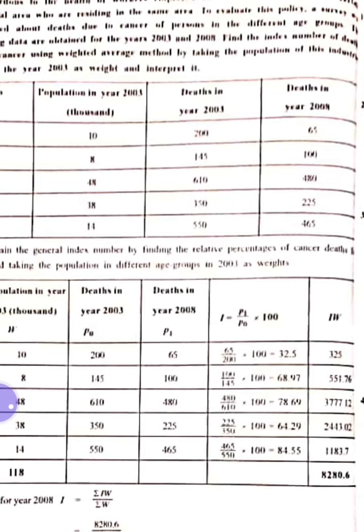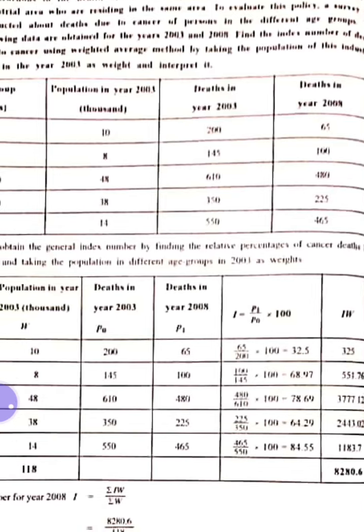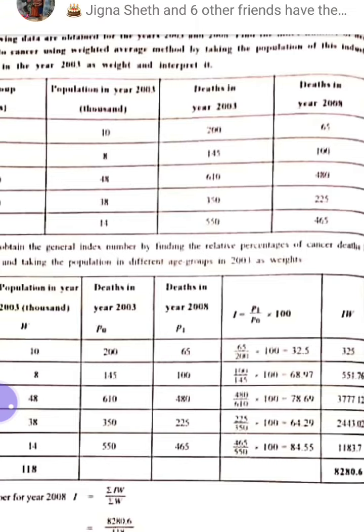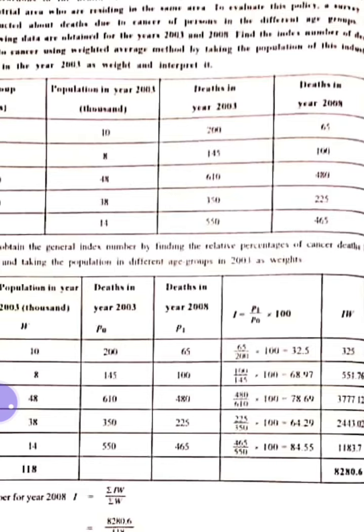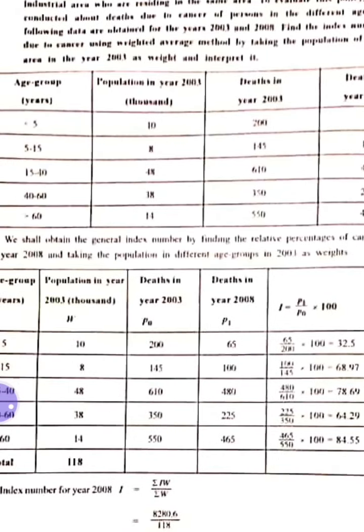To evaluate the policy, a survey was conducted about the death due to cancer of the persons in the different age groups. The following data are obtained for the years 2003 and 2008. Find the index number of the death due to cancer using the weighted average method by taking the population of this industrial area in the year 2003 as the weight, and interpret it. Now see children, over here they have told us to find out the index number of the death due to cancer, and they have also told us to use the weighted average method.